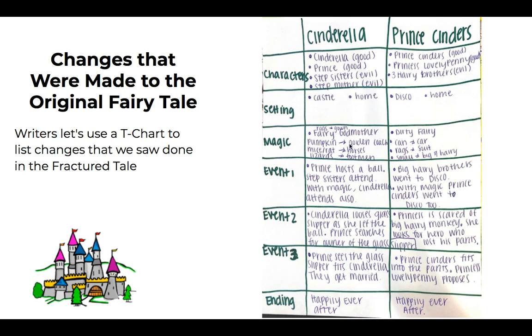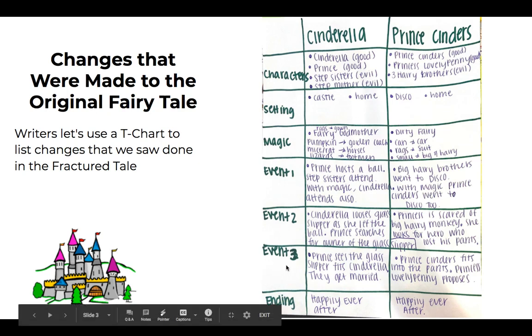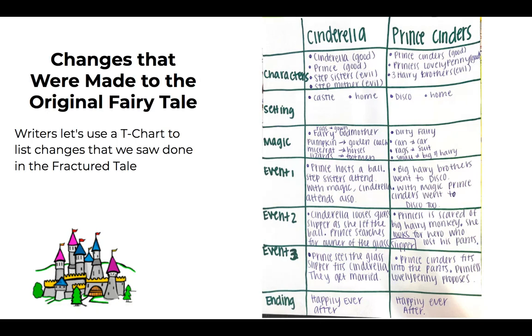All right, and then my first big event was that the prince hosts a ball that the stepsisters attend, and then with magic, Cinderella was also able to attend. Okay, that was the first big thing that happened, was the ball. Okay, then Cinderella loses her slipper at the ball, and the prince searches to find the owner of this glass slipper. He wants to find out who Cinderella was. My last big event was that the prince sees the glass slipper fit Cinderella, and so then they got married. And my ending was happily ever after.